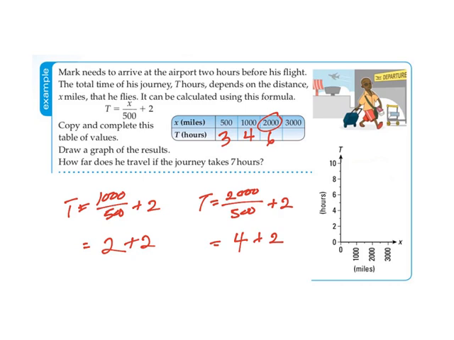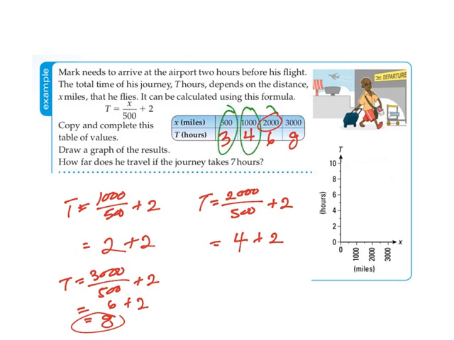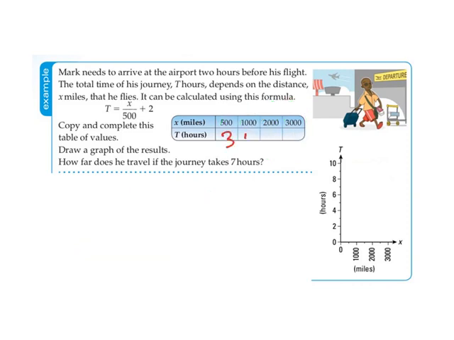And then finally, we'll do the same thing with 3,000. T equals 3,000 divided by 500 plus 2. 3,000 divided by 500 is 6, and 6 plus 2 makes 8. Once you have these, they are basically coordinates. I'm going to clear all and refill the t values: 3, 4, 6, and 8. So these are our coordinates.